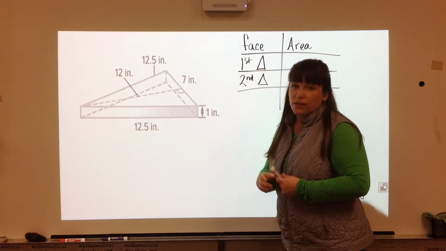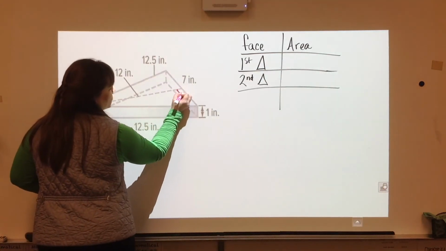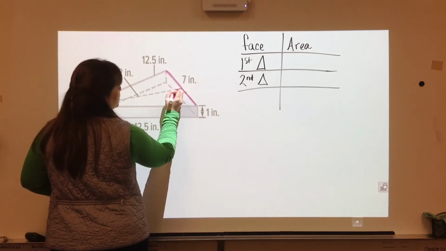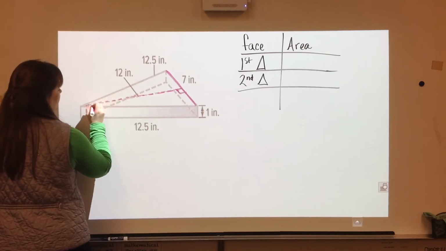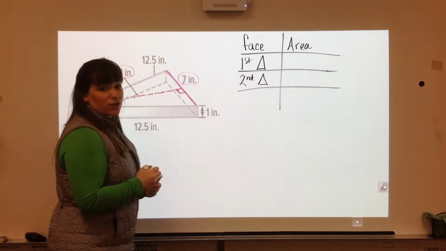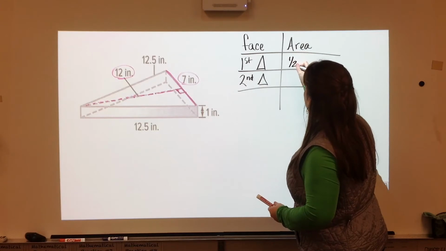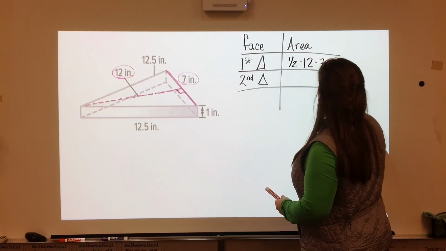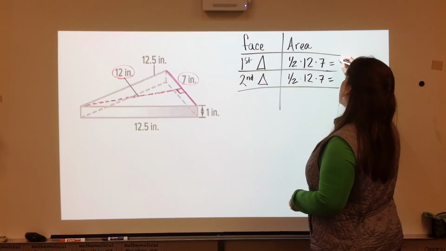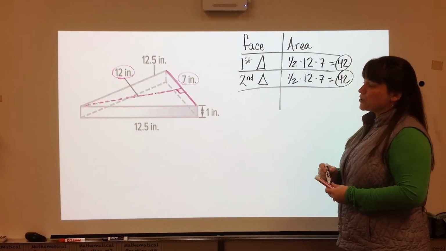And let's look at the dimensions of those triangles. I'm looking at my right angle symbol. My right angle symbol touches this 7 and touches this dotted line, which is 12. So the 7 and the 12 is what I need for my triangles. So 1/2 times 12 times 7. Same thing for the bottom. Half of 12 is 6. 6 times 7 is 42. So my triangles are going to be 42 inches squared each.